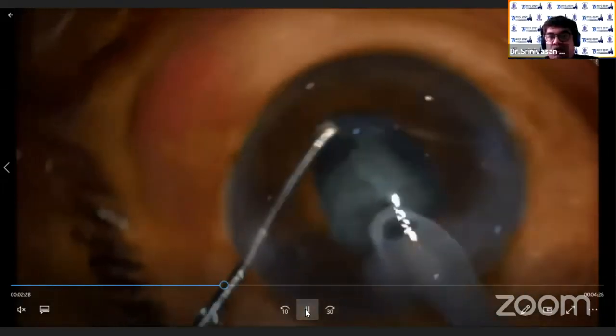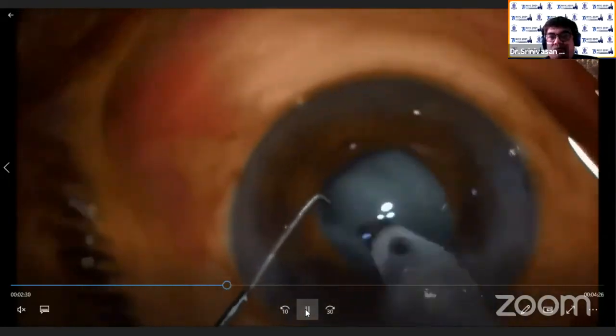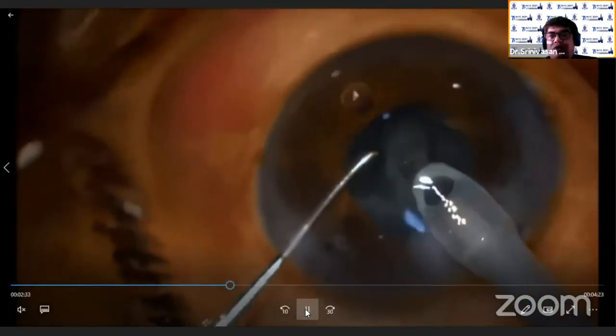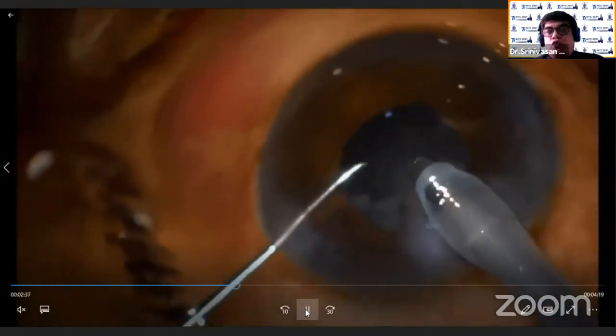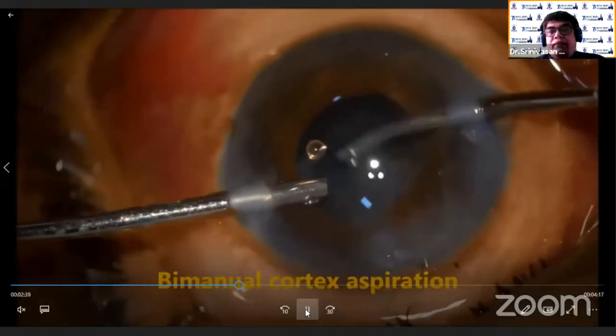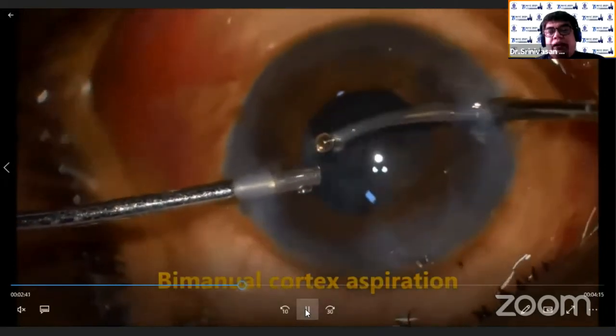Put a visco again if you want. Bring it to the center. Perform a supracapsular phaco. As it is a soft cataract, it is followed by a low volume, low phaco power. And we are now doing a bimanual cortical aspiration.